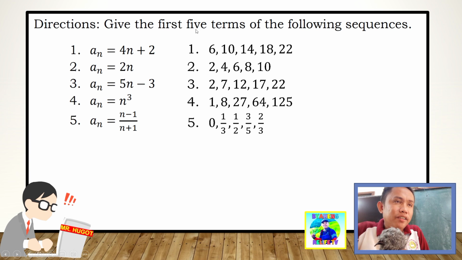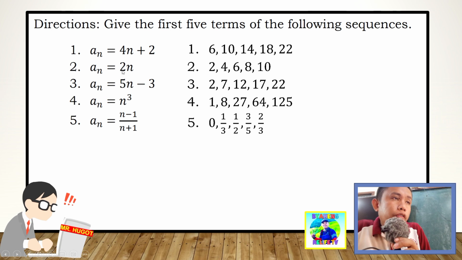5 terms pala. 5 terms bang ginawa ninyo guys? Sana 5 terms ang ginawa nyo. Okay. Kung 3 terms lang, okay lang. So that will become 6, 10, and 14. If we continue with the remaining items, that will become 18 and 22. So that will become 1, 2, 3, 4, at saka 5.